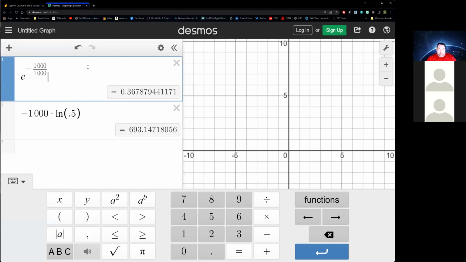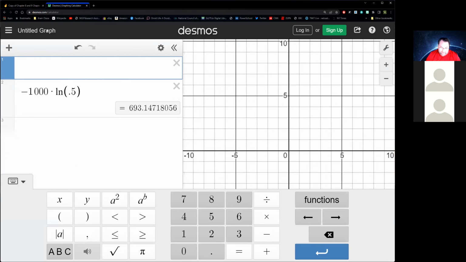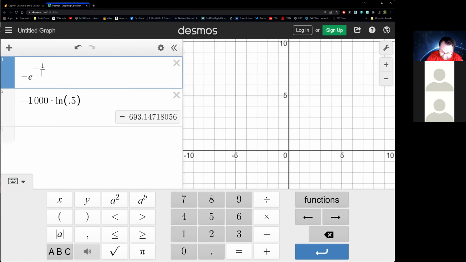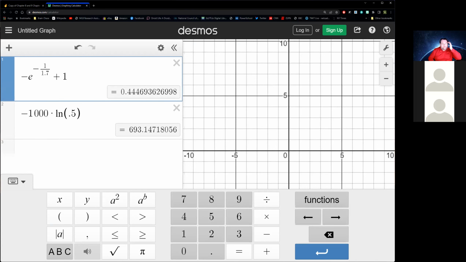So we go over here, again, using Desmos. The 0 is going to be 1, so I don't really have to put that one. So negative e to the negative, what was the first one? 1 second. It's 1. Got it. Plus 1. So I get, to 3 decimal places, 0.445 for that one.